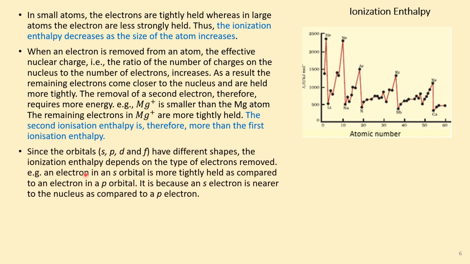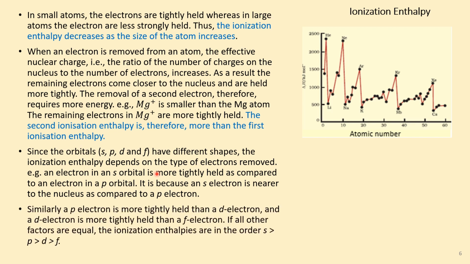Since orbitals s, p, d and f have different shapes, the ionization enthalpy depends on the type of electrons removed. For example, an electron in the s orbital is more tightly held as compared to an electron in the p orbital. It is because the s orbital is nearer to the nucleus as compared to the p electron. Hence, the s electron is tightly bound to the nucleus.